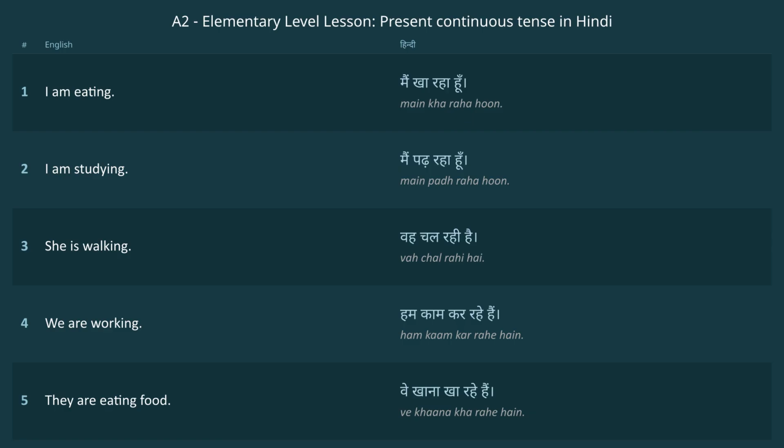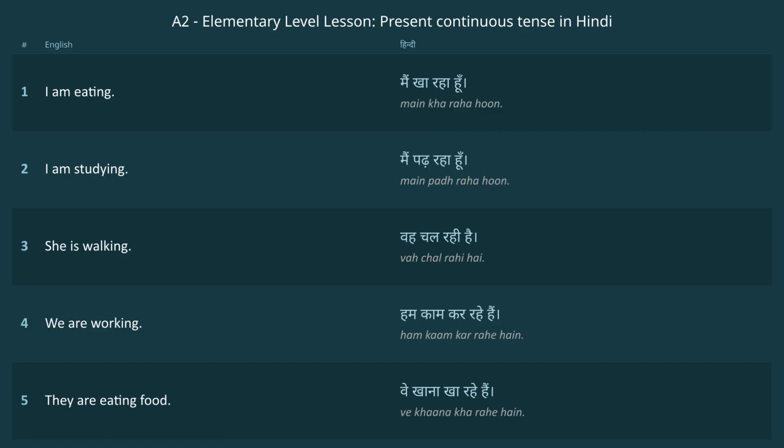Beautiful. Let's lock in the main rule one last time. For an action happening right now, use the verb base plus raha, rahi, or rahe, plus hoon, hai, or hain. Male singular usually raha. Female singular rahi. Plural rahe. And always match it to who is doing the action. So, मैं खा रहा हूँ, I am eating, male speaker. मैं खा रही हूँ, I am eating, female speaker. वह चल रही है, she is walking. हम काम कर रहे हैं, we are working. वे पढ़ रहे हैं, they are studying.